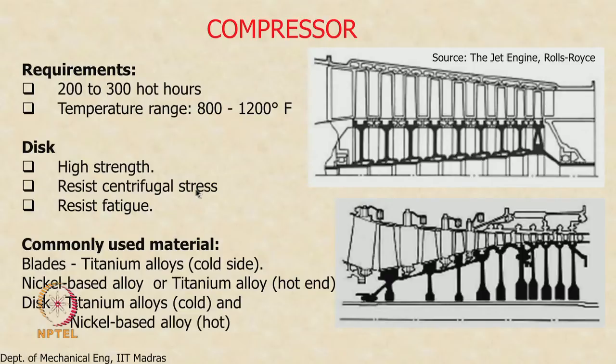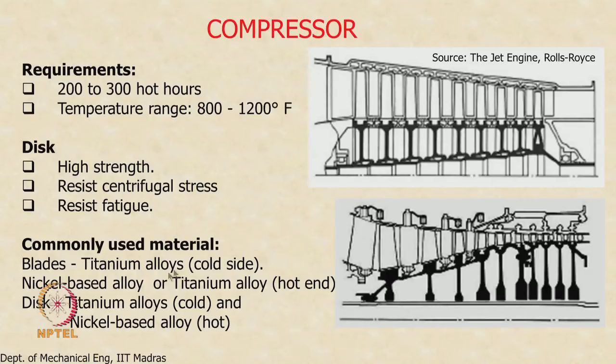Okay. So the discs have to be very strong, and centrifugal stress is the most important load for these discs. Fatigue comes because of the duty cycle. You are constantly going from takeoff thrust setting, which is the maximum thrust, to cruise thrust, which is the minimum thrust. So you are constantly cycling between this. So it undergoes some fatigue also. So that is very important.